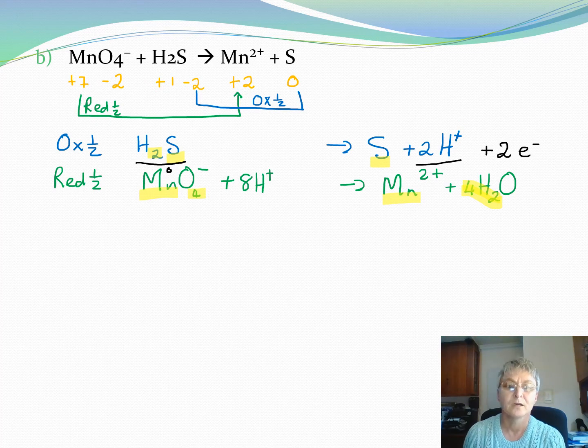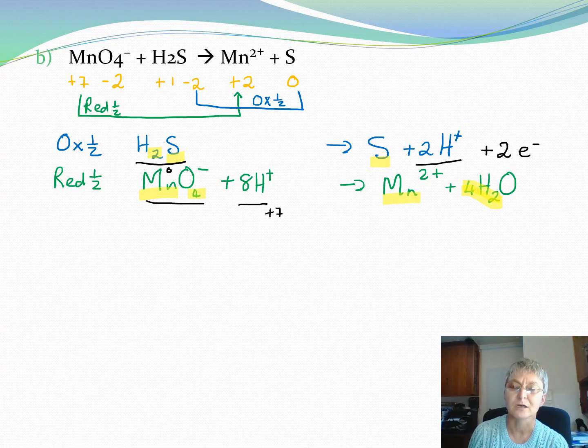In the reduction half reaction, we've got a -1 charge from the permanganate and a +8 charge from the hydrogens, that gives us a +7 charge. On the product side, we've got a +2 charge. So we need to cancel 5 of these pluses on the reactant side. So we add 5 electrons.